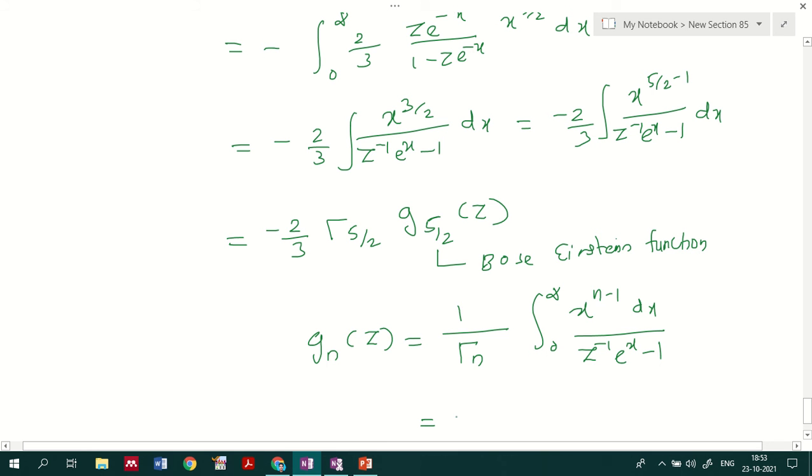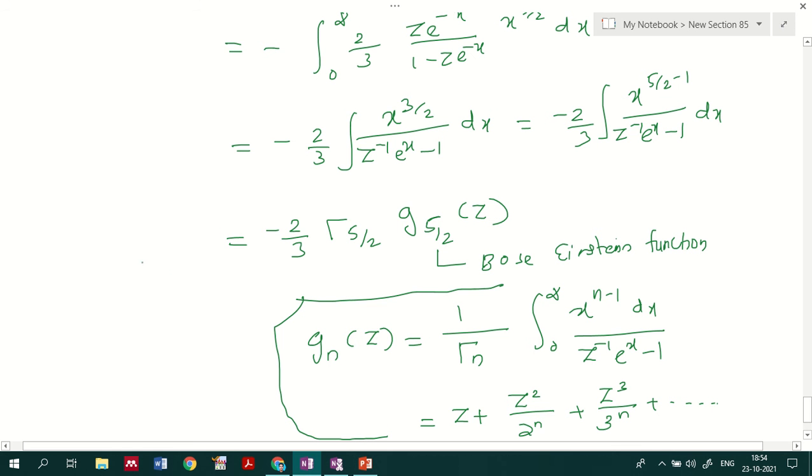And if you expand this one, what you'll get is a series: z plus z squared by 2 raised to n plus z cubed by 3 raised to n, and so on. So that is the Bose-Einstein function in general representation. Okay, so we just represented the above notation in that fashion.